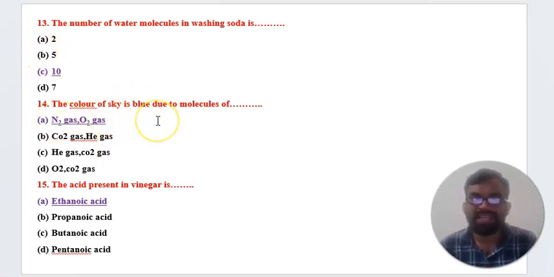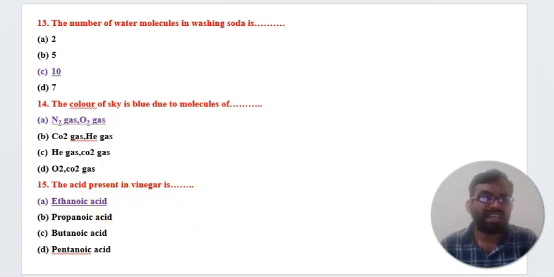The color of the sky is blue due to the molecules of nitrogen gas and oxygen gas. So you can see that the sky looks blue because of nitrogen gas and oxygen gas. And the 15th bit, the acid present in vinegar is dash. So in vinegar, the acid present is methanoic acid. So here methanoic acid is the right answer for the 15th bit.